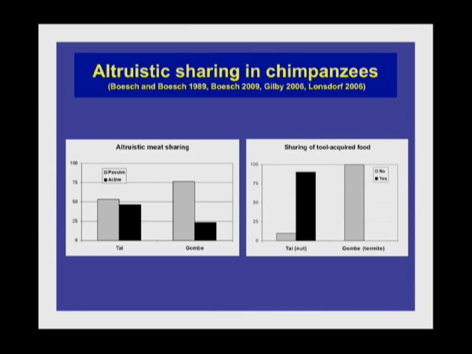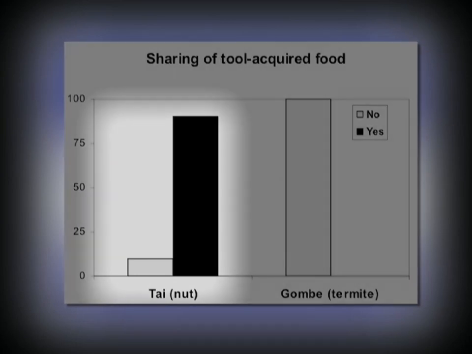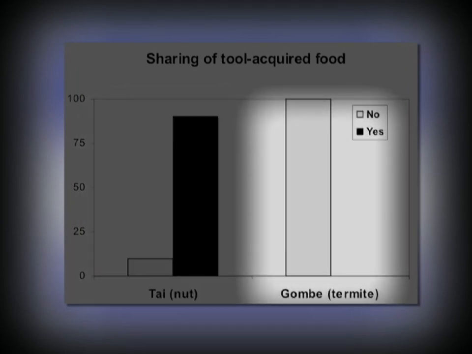And here is another graphic comparing the tendency of chimpanzees to share tool-acquired food. In Taï, here you have a histogram showing that when they are cracking nuts, mothers actively share a lot of the nuts they acquire. And on the right side, Gombe termite fishing, where termites are never shared actively by the mother with their infant. A very interesting, very surprising result.